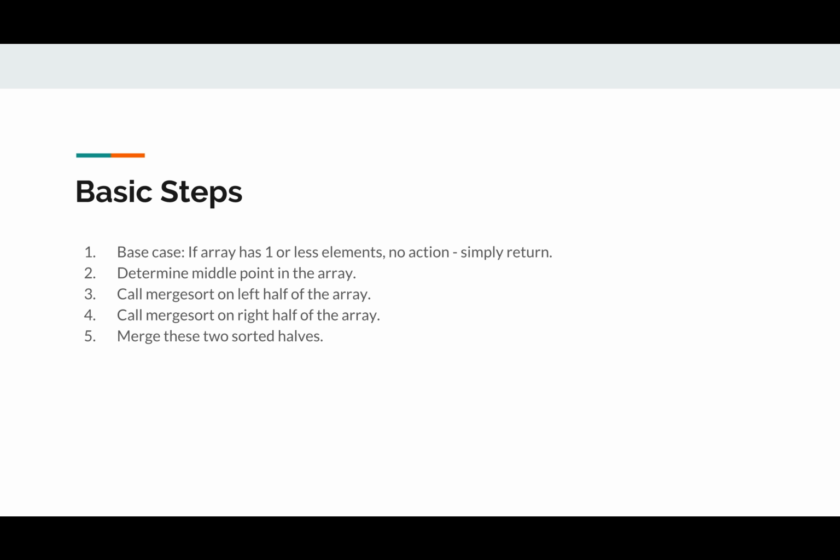Then we call merge sort on the left half and on the right half separately. All merge sort has done so far is find the middle point and then call itself twice, once on the left and once on the right. We have faith that at some point the left half and right half have been sorted by this method. So by the time we get to step 5, all we have to do is merge these 2 sorted halves.